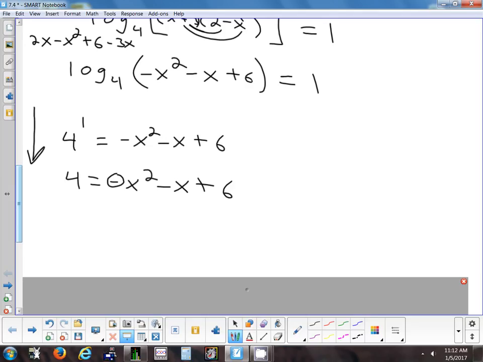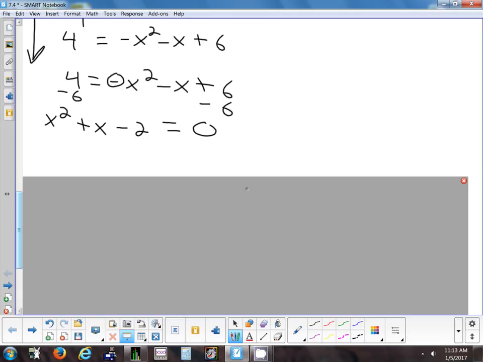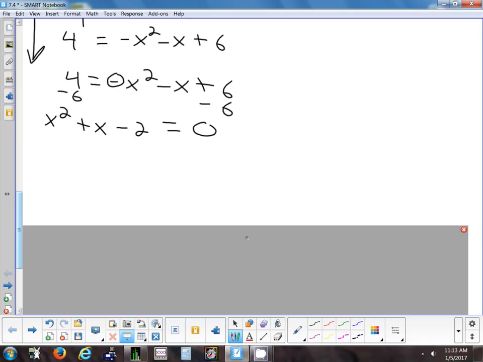I want it positive. So to do that, I'm going to shift everything to the left. So I'm going to add the x squared. I'm going to add the x. And I'm going to subtract the 6. Okay, what's 4 minus 6? -2. And now, since I added the x squared, I added the x, I subtracted the 6, what's left on the right? 0. Okay. So now I've got a quadratic equal to 0. And let's try to factor it. Because if you can factor it, it's always quicker than the quadratic formula.